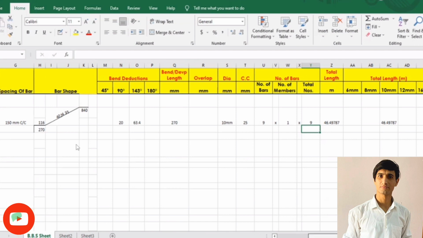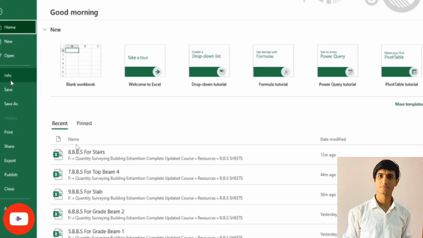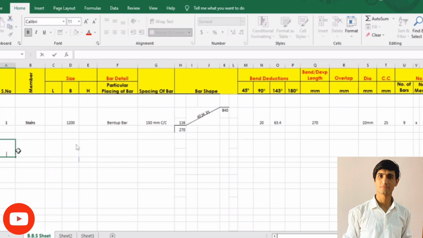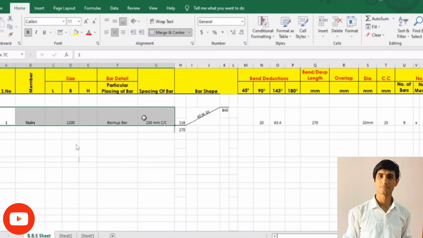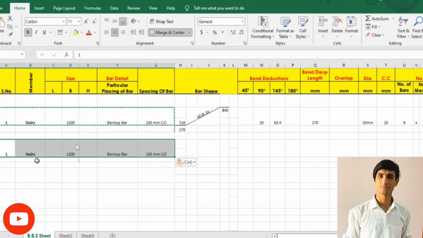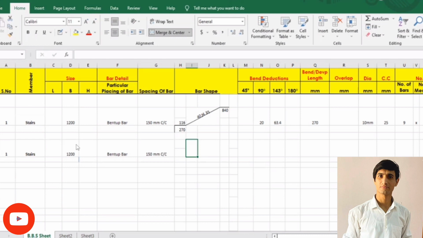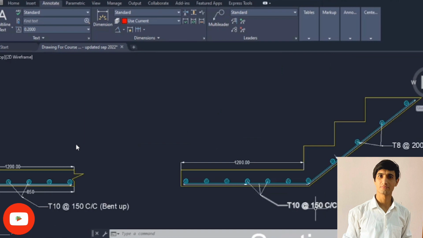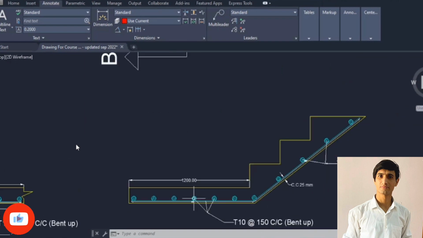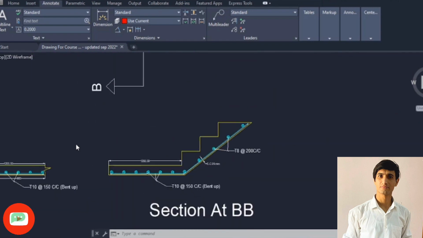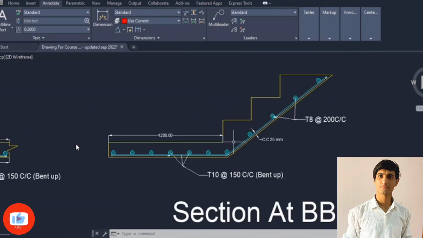Now next to it we need to find out the bent up bar in the next flight as well. So again I'll go here, I'll copy all of this stuff from here, paste it over here. As this is again the bent up bar, let me check it in the section as well, in the next section. It is bent up bar T10 150 centimeter. It is okay. Now here we need to find out right from this position up till here, and the length is mentioned over here. No problem for us.